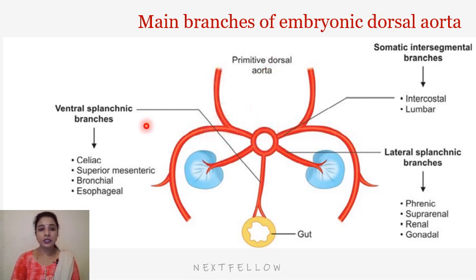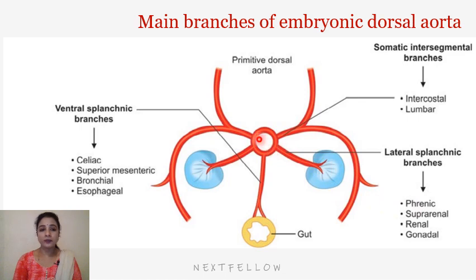And we can see it gives rise to ventral splanchnic branches which supply the gut. Initially there will be several splanchnic branches, and most of them will disappear and degenerate, remaining only three unpaired ventral branches, which are celiac trunk, superior mesenteric artery and inferior mesenteric artery, which supply foregut, midgut and hindgut.